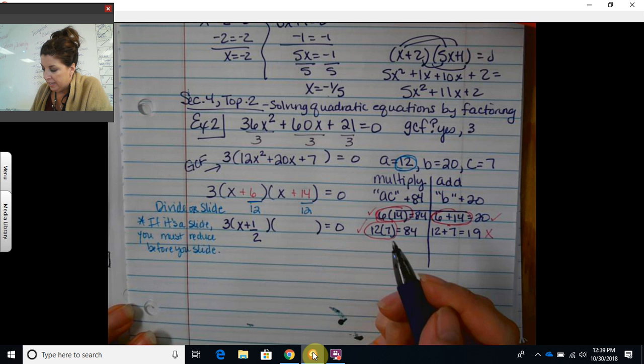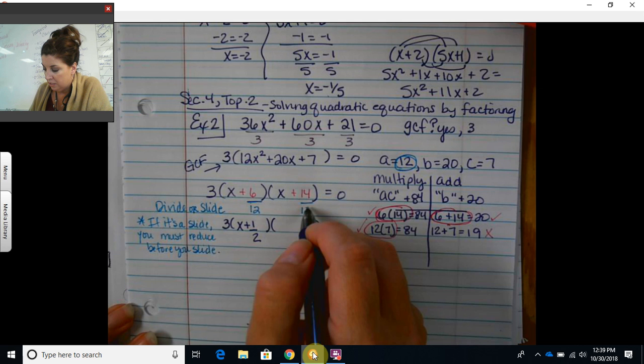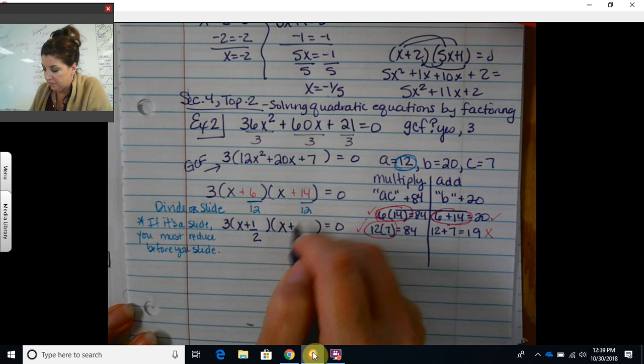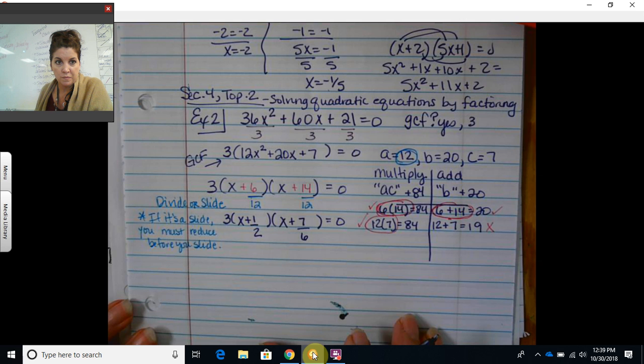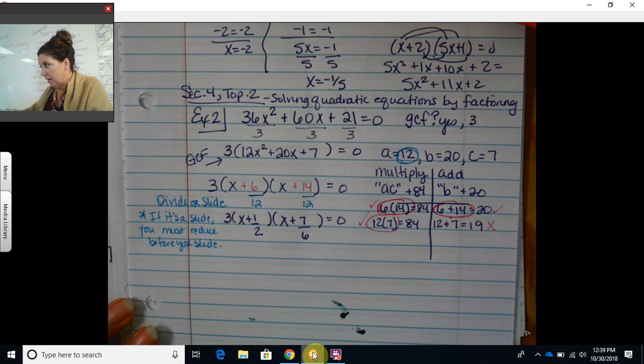And how about 14/12? Can you reduce that? Do the 14 and 12 divide by 2 evenly? Yes, so I'll reduce 14/12. So 2 goes into 14 7 times, 2 goes into 12 6 times. So these are both going to be a slide, okay? If they do not divide evenly, they're a slide. You divide or you slide. Since they don't divide evenly, they're a slide.